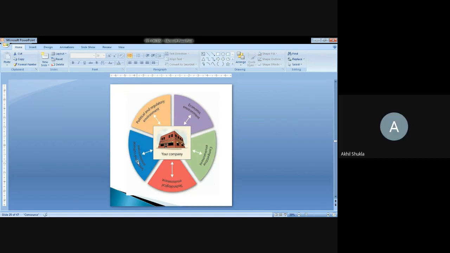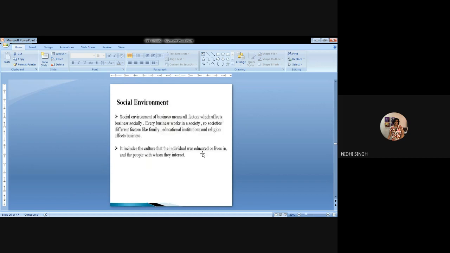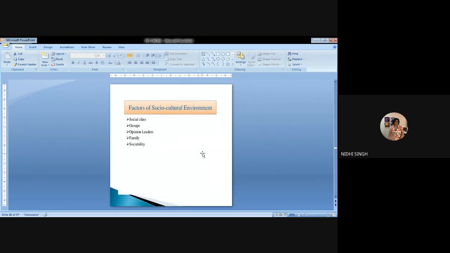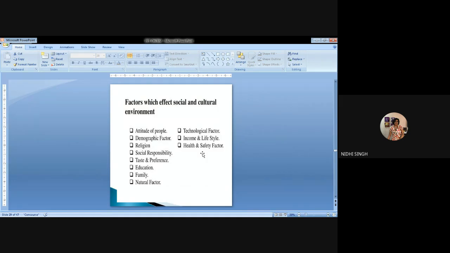Okay. So these are the different environments: political and regulatory, economic, competitive, technological, social, and cultural. And this is the company where you are working in the international environment. Now, what does social and cultural environment include? These are the factors: social class, groups, opinions, family, and sociability. Then which factors affect attitude of people? Demographic, religion, taste and preference, education, family.